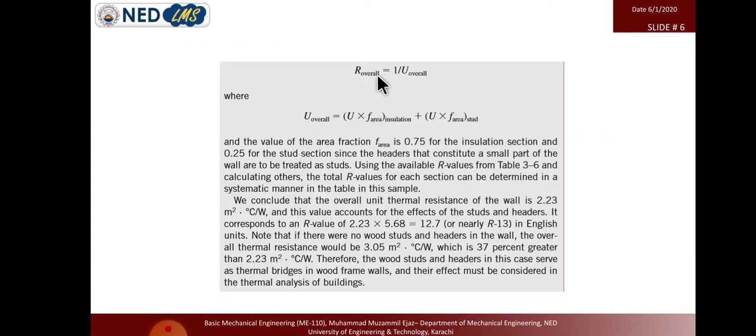Okay, so the overall heat transfer resistance will be 1 over the overall heat transfer coefficient, and the overall heat transfer coefficient will consist of the U factor of the insulation area and the U factor of the stud. Okay, and F is the area: the insulation area is covered with 75% and the stud is considered 25%. So it is also written here. F is nothing but the percentage of the overall heat transfer coefficient.